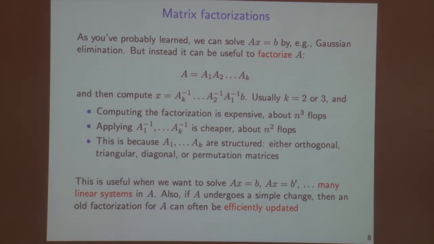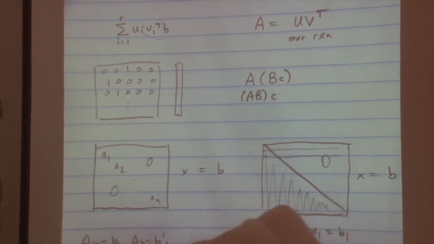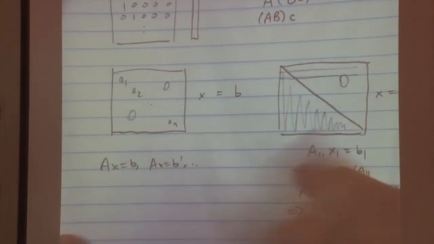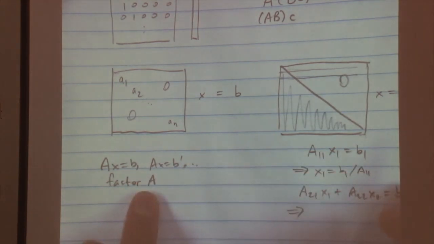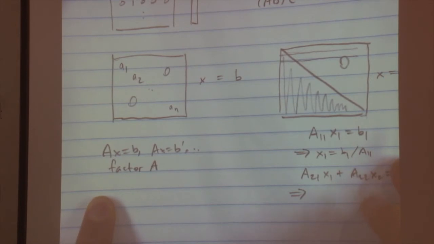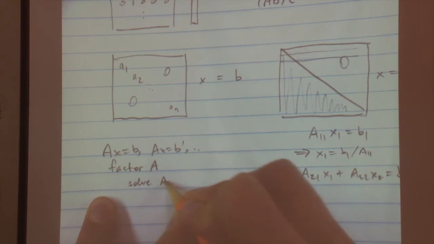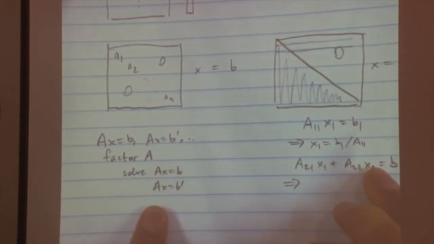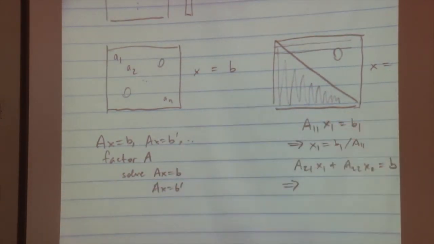So that means that if we wanted to do this, suppose we wanted to solve the problem Ax equals b and Ax equals b prime and so on and so forth, then we would just factor A once, which costs on the order of n cubed flops, and then we would use it to solve Ax equals b prime, etc. And each of these steps would then only take n squared computations. So if we had a lot of them, then this would be saving us a lot of computation time.